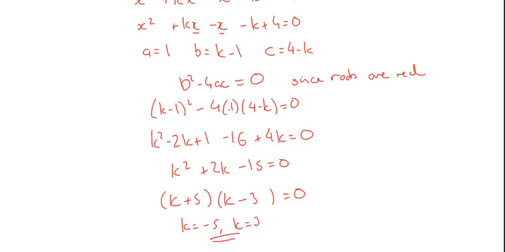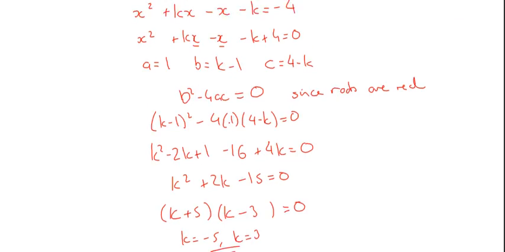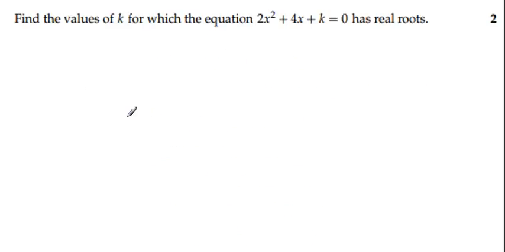Now again for our marking, your first mark is for multiplying out brackets and setting it to 0. Your second mark is your statement about your discriminant having it equal to 0. Your third mark is for substituting in correctly. Your fourth mark is for simplifying to your k squared plus 2k minus 15. And then your fifth mark is for solving correctly at the end.